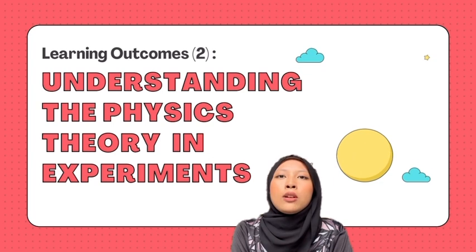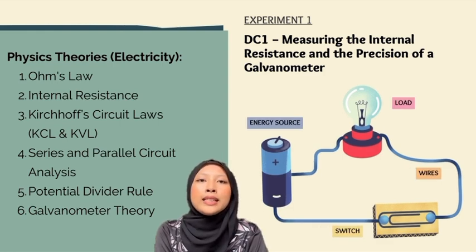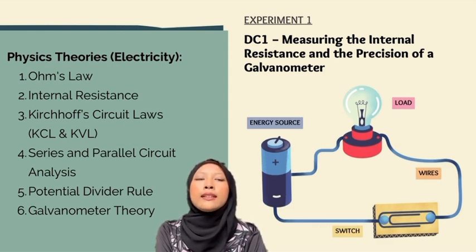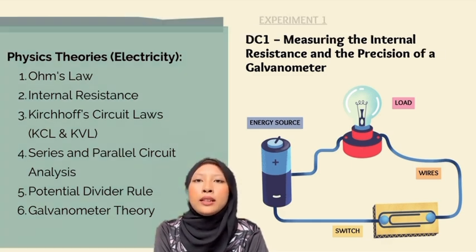Moving on to the second learning outcome, which is understanding the physics theory in experiments. So, for experiment 1, which is DC1, measuring the internal resistance and the precision of a galvanometer, the physics theory is related to electricity. It consists of Ohm's law, internal resistance, Kirchhoff's circuit laws, which are Kirchhoff current law, KCL, and Kirchhoff voltage law, KVL, series and parallel circuit analysis, potential divider rule, and galvanometer theory.